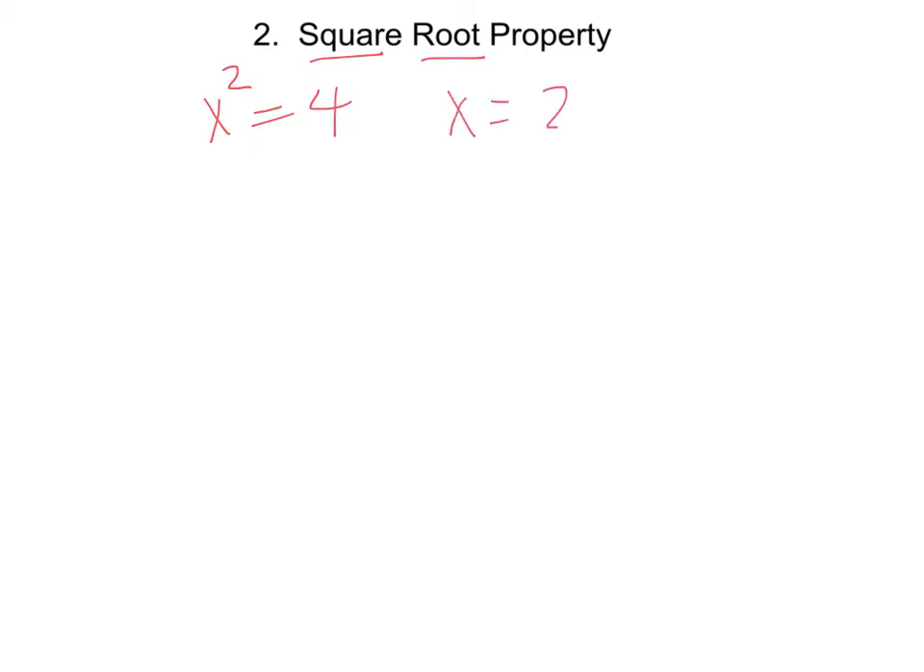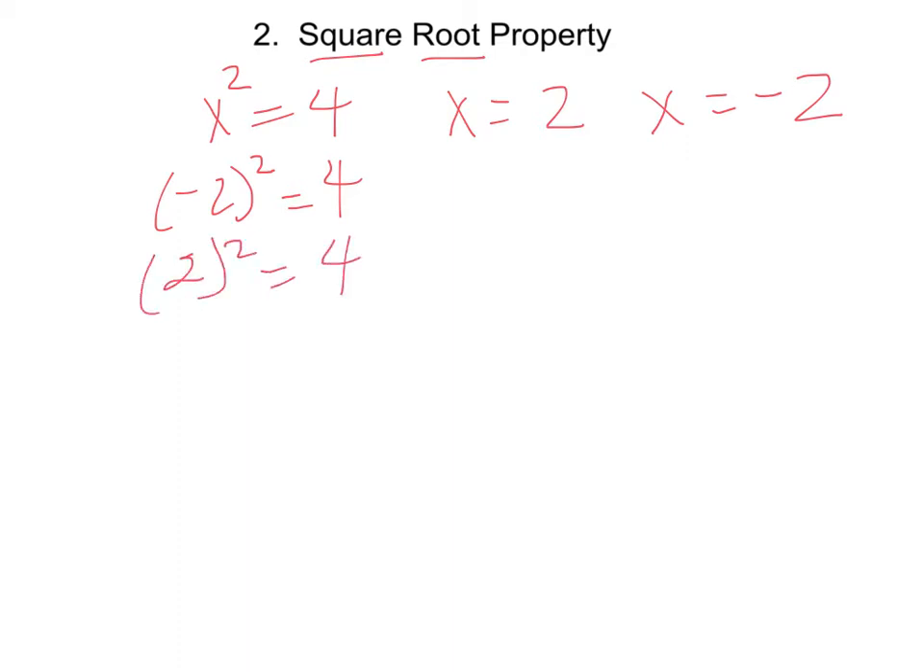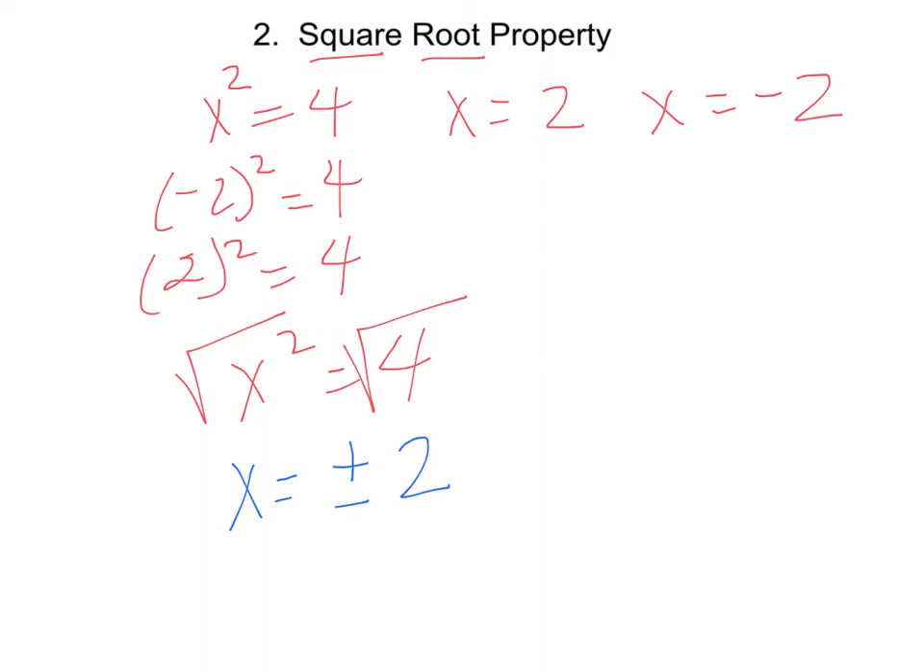X could either be 2, but check this out. X could also be a negative 2. If you have a negative 2 squared, that still gives you a positive 4, right? And if you have a positive 2 squared, that's a positive 4. And that's the key to the square root property. When you solve this x squared equals 4 and you square root both sides, anytime you physically make the square root symbol, you have to write plus or minus. So x is actually equal to plus or minus 2.